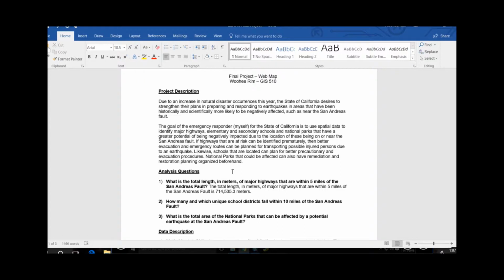So if we take a look at the three analysis questions, this answers our first question, which says, what is the total length in meters of major highways that are within 5 miles of the San Andreas Fault, which is 714,535 meters. The second question is, how many and which unique school districts fall within 10 miles of the San Andreas Fault? The third question is, what is the total area of the national parks that can be affected by a potential earthquake at the San Andreas Fault?